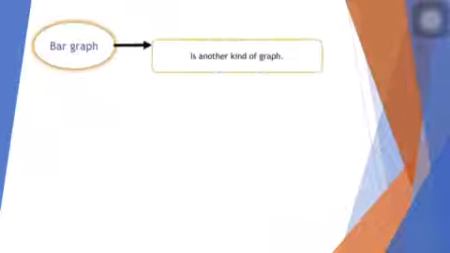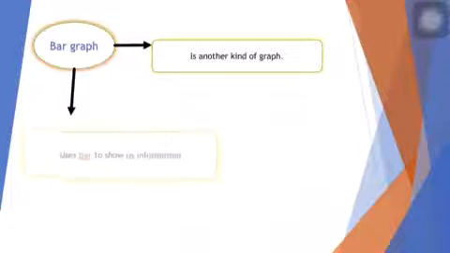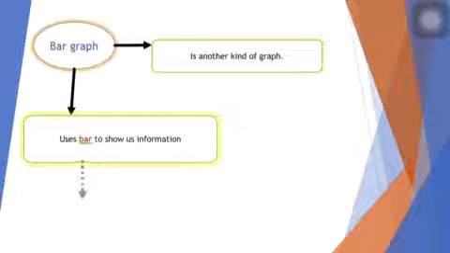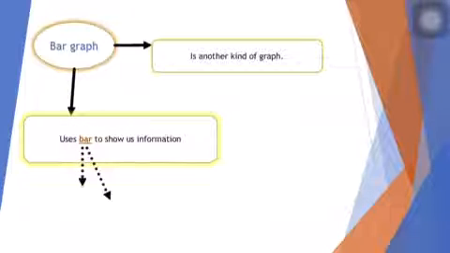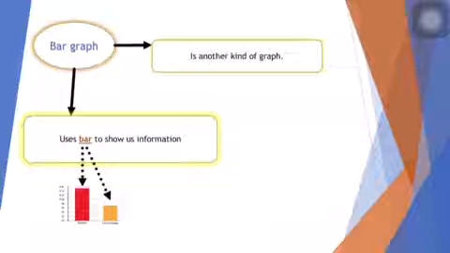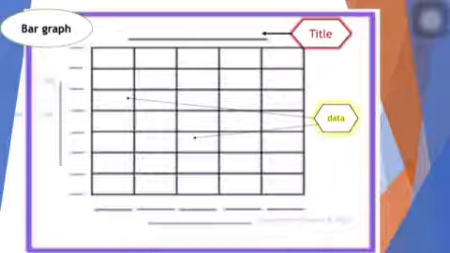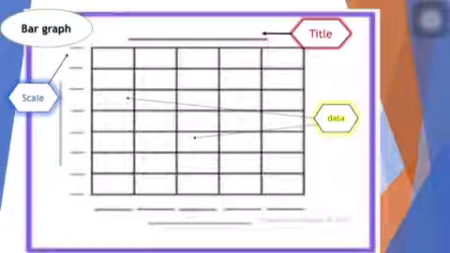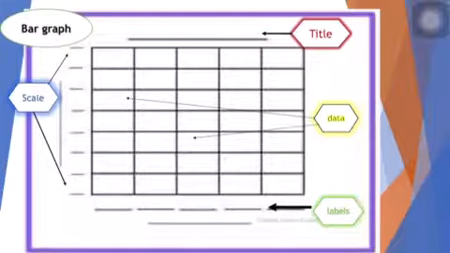The second type of graph, we call it bar graph. It uses bars to show us information. What is the meaning of bar? This is called bar. The red and the orange are called bars. And it consists of four parts: title, data, scale, and labels.